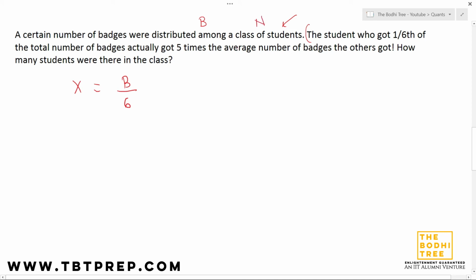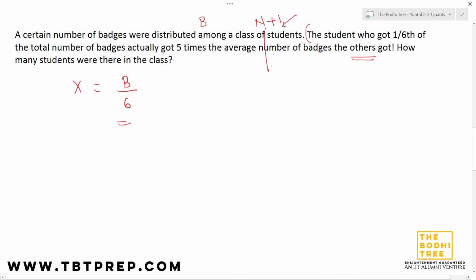Alright, the student who got 1/6 of the total number of badges, that is B by 6, actually got 5 times the average number of badges the others got. Others, okay, except for him, whatever students are remaining, that is others. So what we'll do is, because it's easy to work with N, we'll assume that there are N plus 1 students, right? Why I have done this?